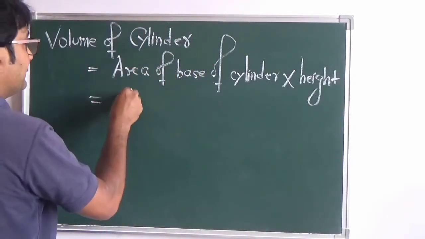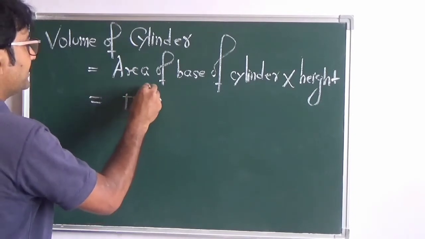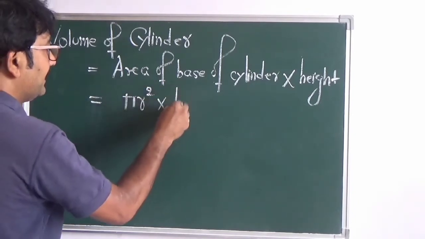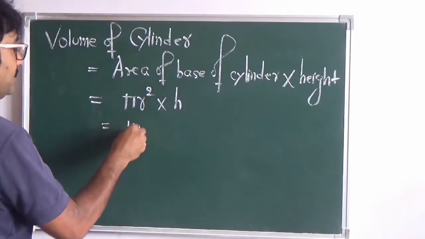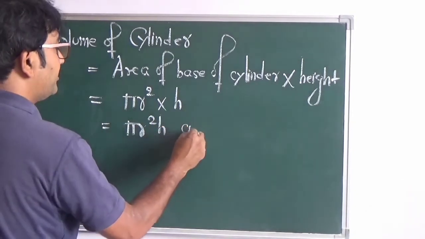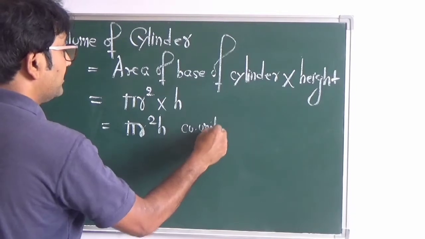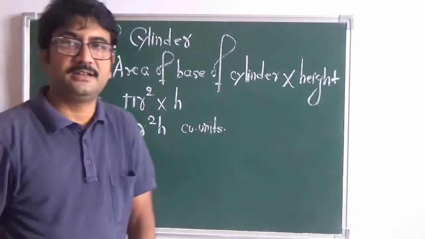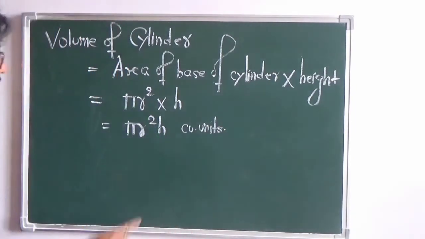So area of base is pi r square, which is the area of the circular part, and h is the height. So the volume is given by pi r square h cubic units. Since volume is three-dimensional, the unit will be cubic units.